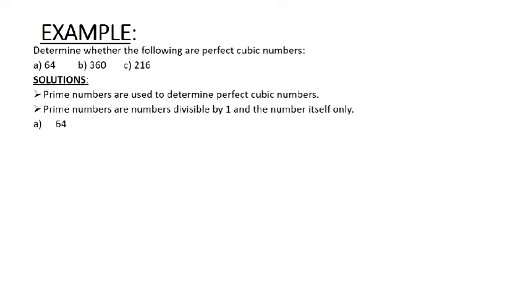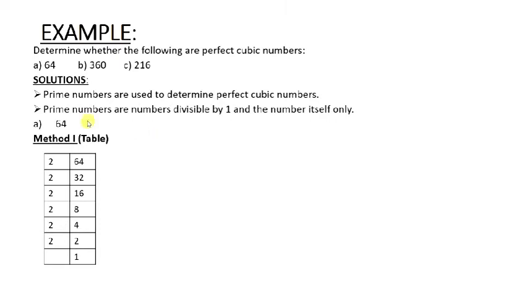So let's go to 64. We have 2 methods we are going to use. We'll use the table, the way we were doing it. We'll say 2 into 64, 32, 2 into 32, 16, 2 into 16, 8, 2 into 8, 4, 2 into 4, 2, 2 into 2, 1. Then we express 64 as a product of its prime factors, which is 2 times 2 times 2 times 2 times 2 times 2.